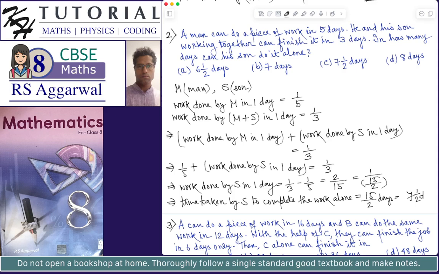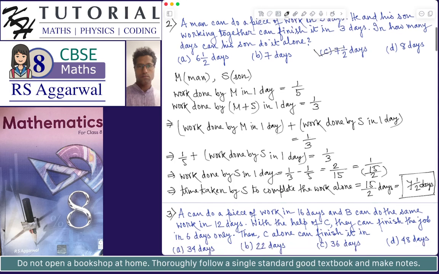Let me quickly configure the canvas. Okay, 7 and a half days. So the son alone will complete the work in 7 and a half days. So the correct choice is C. C is the correct choice.